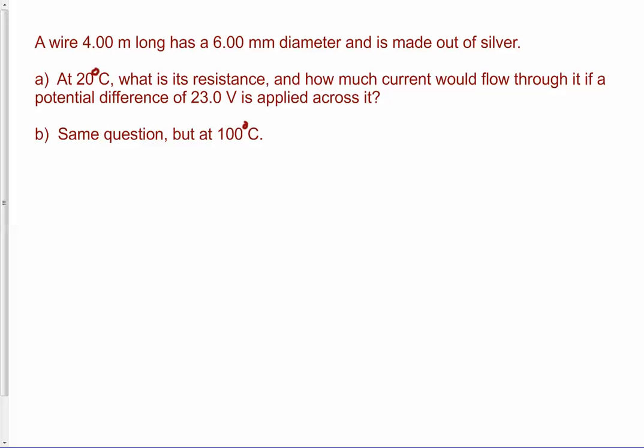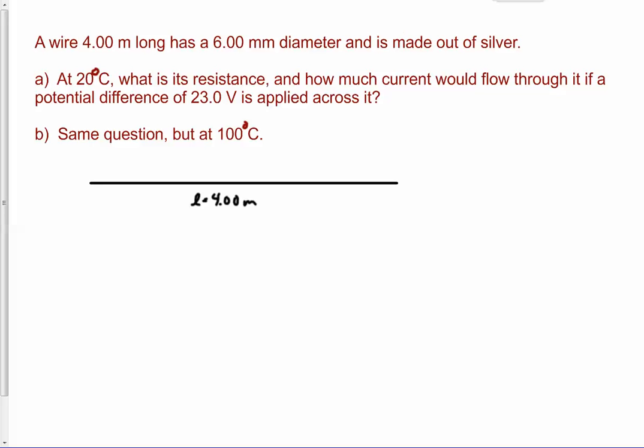So I just threw some equations at you. Let's try this out. Let's suppose we have a wire that's 4 meters long. It has a diameter of 6 millimeters, and it's made out of silver. Question A, at 20 degrees Celsius, our base temperature, what would be the resistance of this wire? And how much current would flow through it if a potential difference of 23 volts is applied across it? We're going to assume nothing else is attached, no light bulbs or any other electronic components, because that would change the current as well. It's just the wire.